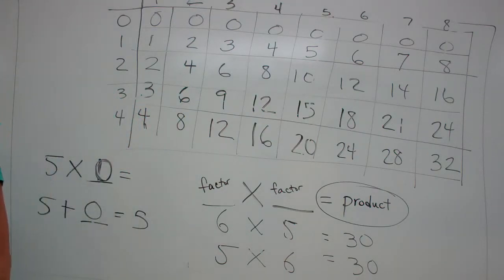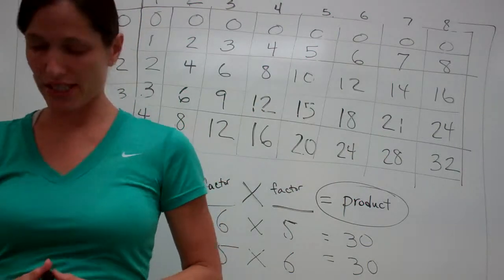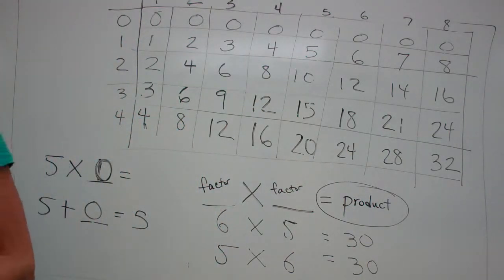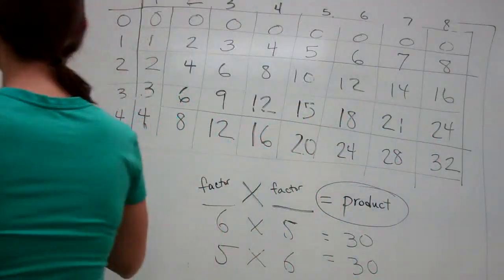So anything times 1, what's going to happen? Same identity, same number. Anything times 0, you're going to get 0. Very good. Now, on your lesson practice, it's going to look something like this.